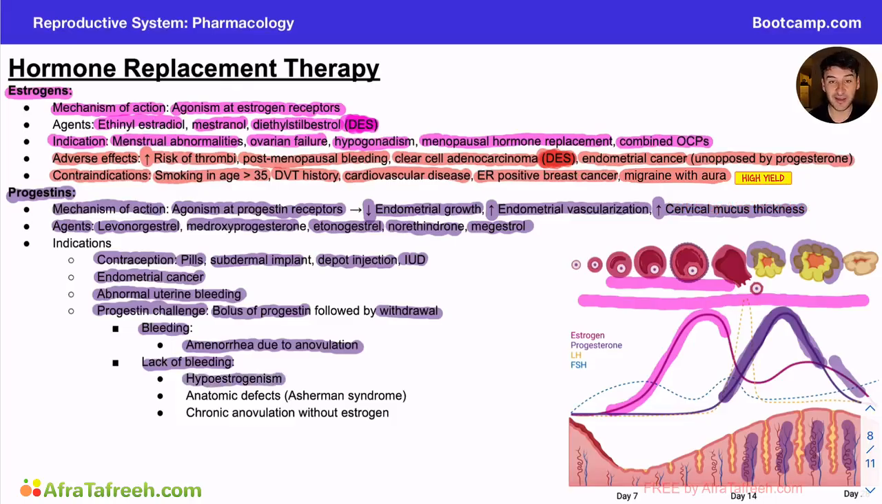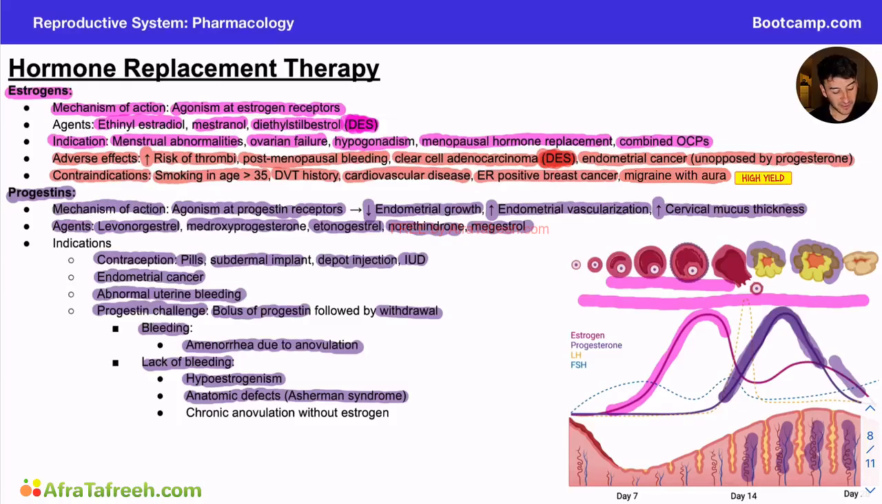So if we never have high enough levels of estrogen, we're never going to grow an endometrium. So even if you give a bolus of progesterone and withdraw it, there's really going to be nothing to slough off. And so this is why these patients don't bleed. Also, we can have anatomic defects like Asherman syndrome, which is essentially scarring of the endometrium. And if you have an endometrium that's scarred, no matter if you give estrogen or progesterone, it's not going to grow appropriately.